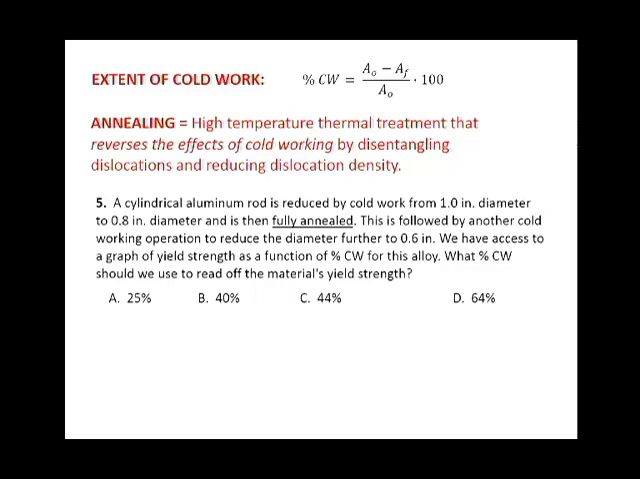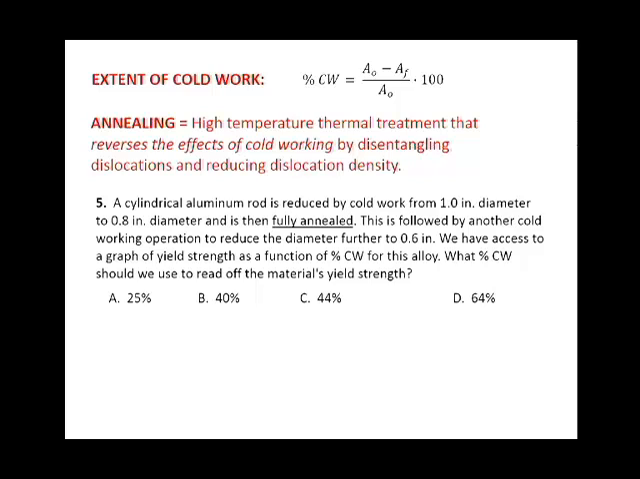Then we further reduce the diameter to 6/10 of an inch. And then we would be able to look up the properties, say yield strength and ductility, as a function of percent cold work. Some examples of that were shown in the lecture. So the question is, what percent cold work should you use in this situation? You're going to need to decide which diameters to use, 1, 0.8, 0.6, and also properly calculate cross-sectional area.